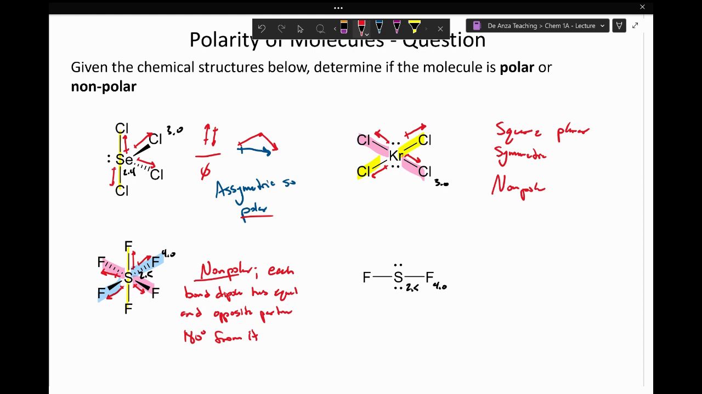And then we can also write in what the geometries of each of these were. This one's seesaw. So you'll often see seesaws are going to be polar. And this one's octahedral.